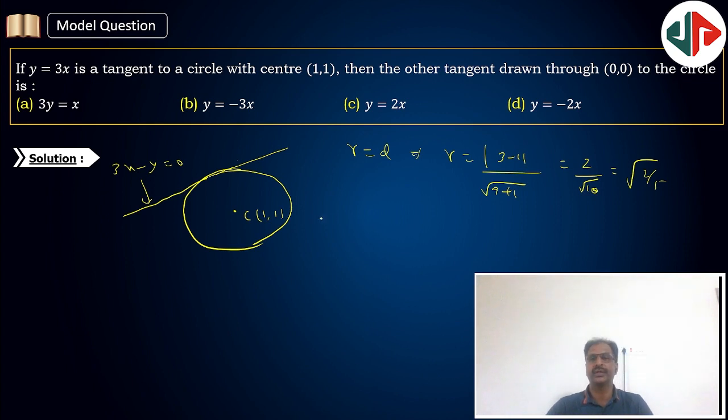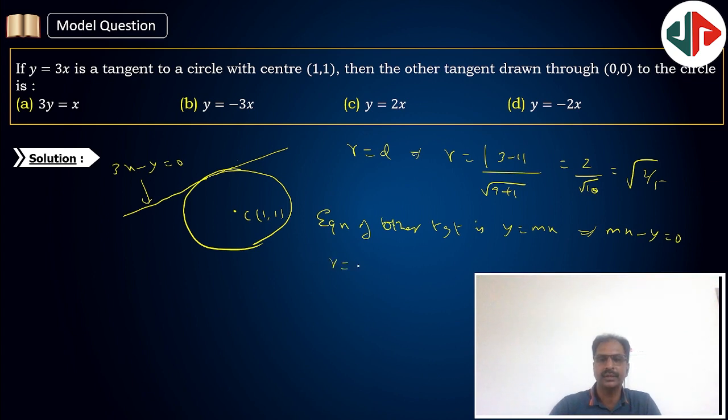Now the question is, find the other tangent drawn from 0, 0 to the circle. What is the equation of the other tangent passing through origin? Any line passing through origin is y is equal to mx, or mx minus y is equal to 0. Now again, this is the tangent, so apply r is equal to d. R is root of 2 by 5. D is the perpendicular distance from center to that line, so mod of m minus 1 by under root m square plus 1.